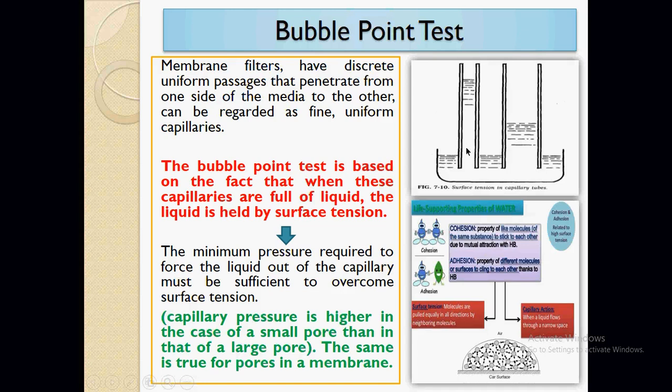Now, the bubble point test is based on the fact that when these capillaries are filled with liquid, the liquid is held by surface tension. The minimum pressure required to force the liquid out of these capillaries must be sufficient to overcome the surface tension. يعني بمعنى لازم يسلط ضغط يقدر يقاوم هذا السيرفيس تنشن الموجود داخل البور حتى يقدر يخترق حتى يقدر يعبر الليكويد. So capillary pressure is higher in the case of small pores than in that of large ones. The same is true for pores in a membrane.